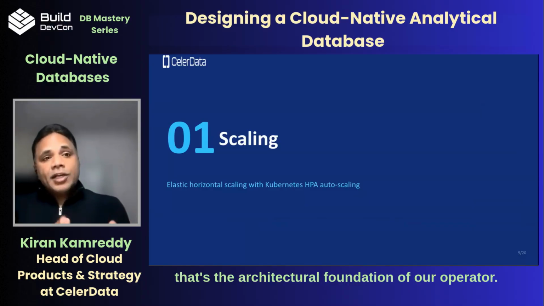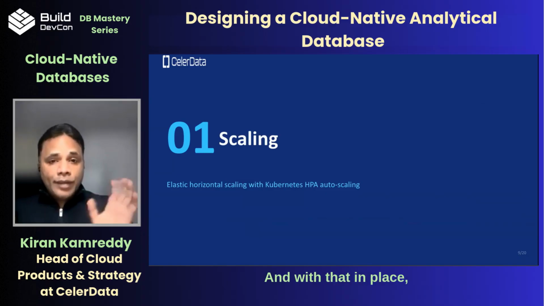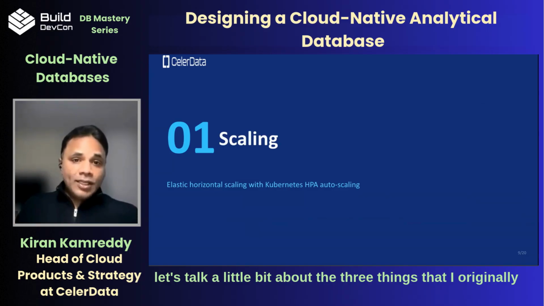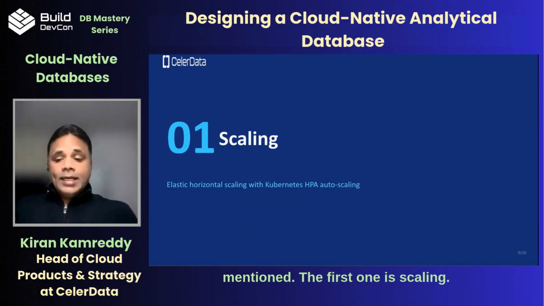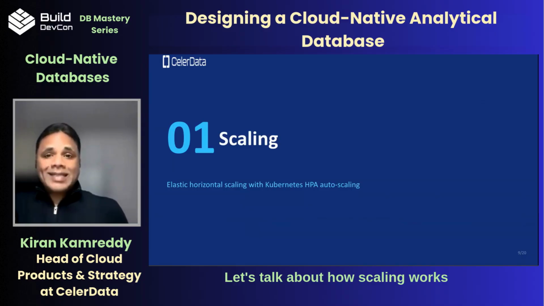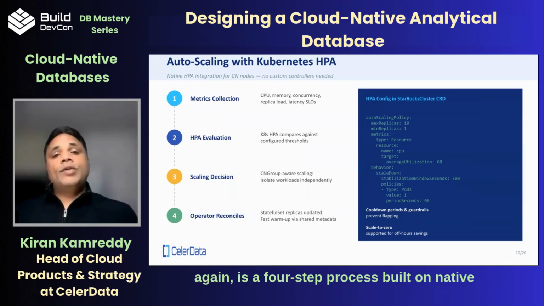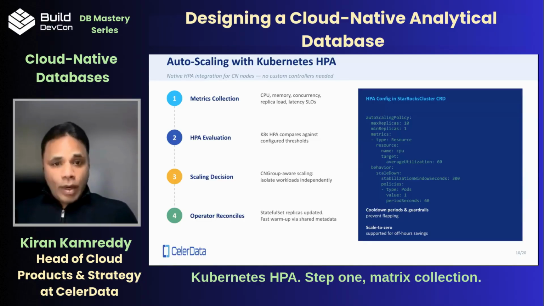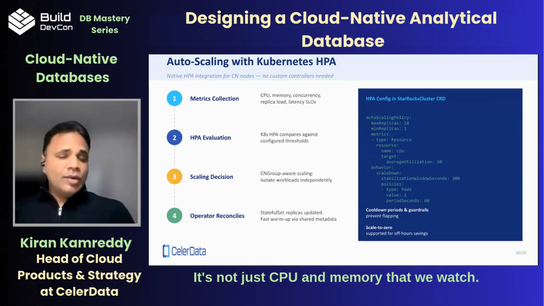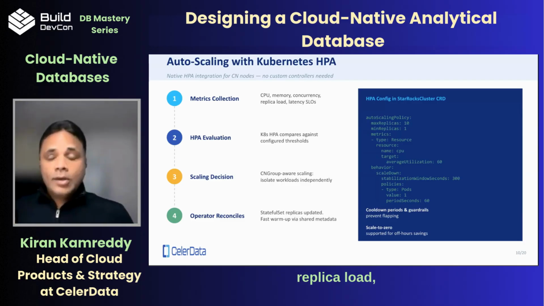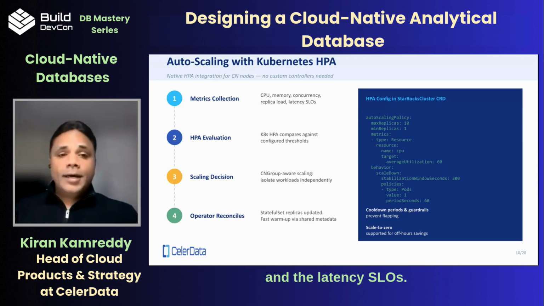Okay, that's the architectural foundation of our operator. And with that in place, let's talk a little bit about the 3 things that I originally mentioned. The first one is scaling. Let's talk about how scaling works in practice. Auto scaling, again, is a 4-step process built on native Kubernetes HPA. Step 1, metrics collection. It's not just CPU and memory that we watch. We also watch for concurrency, replica load, and the latency SLOs.